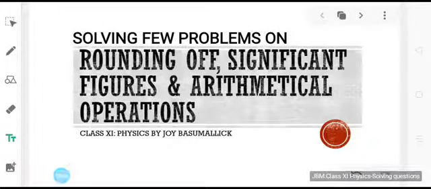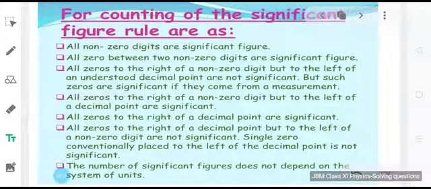Welcome back, students. Today we'll be solving a few problems on the topic that we have learned in a previous class, that is rounding off numbers, significant figures and arithmetical operations. We will be shortly revisiting the learned topics so that it becomes convenient for us to apply this knowledge in solving the problems. We have already studied the rules to find the significant figures.